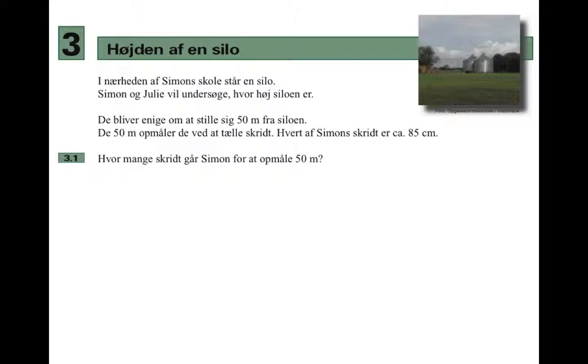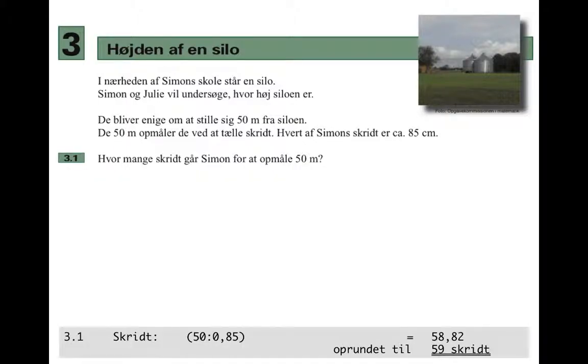They measure the 50 meters by counting steps. Each of Simon's steps is about 0.85 meters. How many steps does Simon walk in order to measure 50 meters? So 50 meters divided by 0.85 of a meter, because that's what his steps are, gives you 58.82, and I think it's sensible to round that up to 59 steps, because he's not going to be measuring 0.82 of a step.